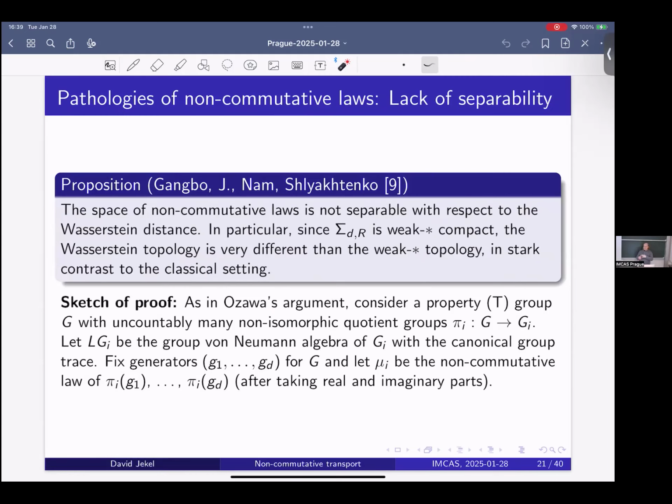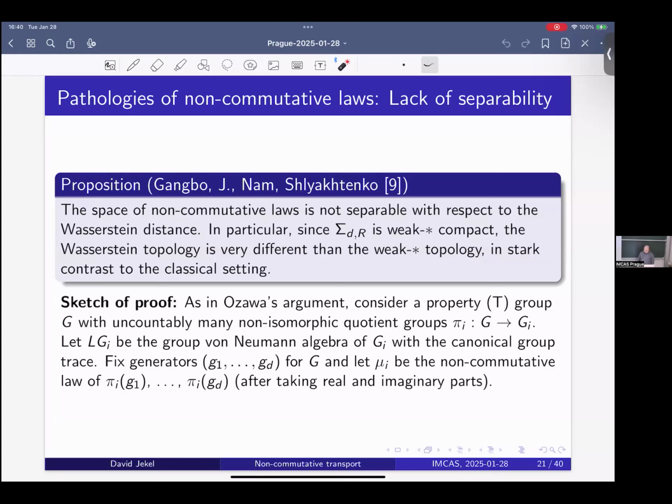Now if you're in classical probability theory, this would sound very horrible, because in classical probability theory, you take measures on a compact set, and then of course finitely supported measures will be dense in there. So it will definitely be separable, and they'll be dense in the weak star topology, and the weak star topology will be the same as the topology given by the Wasserstein distance, as long as you're on a compact set. And in a non-commutative setting, none of these things are true.